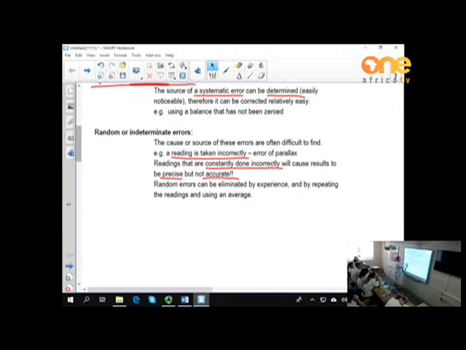Random errors can be eliminated by experience and by repeating the reading and taking an average. Remember when we said we need to make a test fair? To make the test fair, one of the things we must do is take an average. Because the more readings you take as good as possible, the more accurate your answer becomes. Okay, and it will eliminate maybe one error where you took one reading wrong. It cancels out that error.